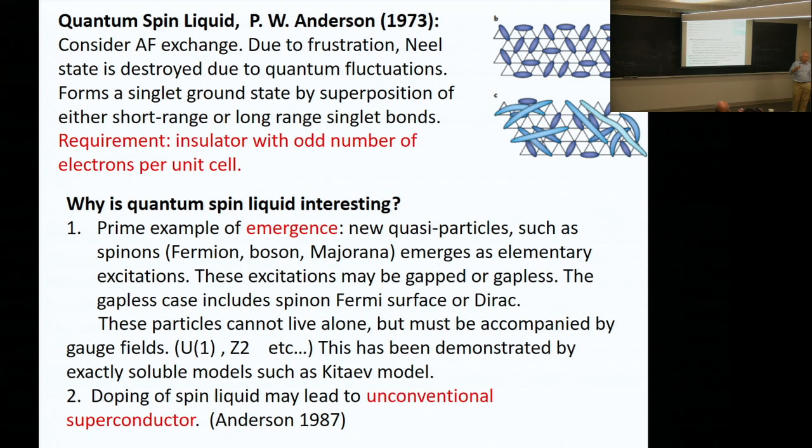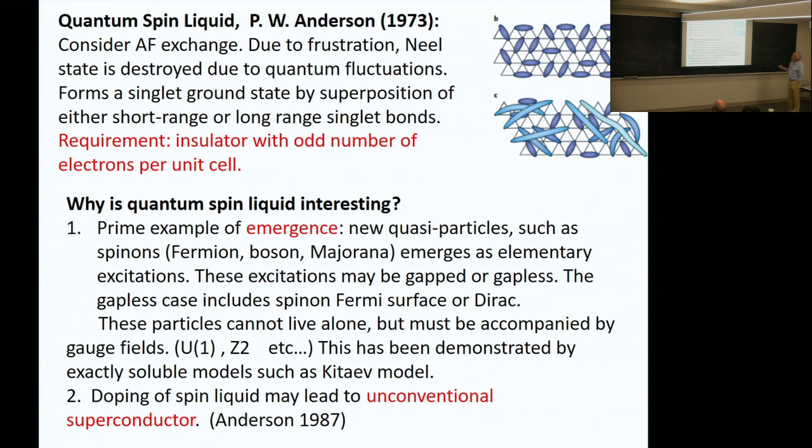I think the name was introduced by Anderson in 1973 in a rather obscure paper. He was coming in from a different angle, and he was trying to say that if there's frustration for the anti-parallelism interaction, can you avoid this Néel order? Frustration happens, for example, on the triangular lattice, right? Because if one spin is up, the other two spins don't know which way to turn, right? So that's called frustration. His idea is that due to frustration, and if you have quantum fluctuation at zero temperature, the spins may just be fluctuating all the time, and you may form a single ground state by linear superposition of singlets instead of making this Néel state.